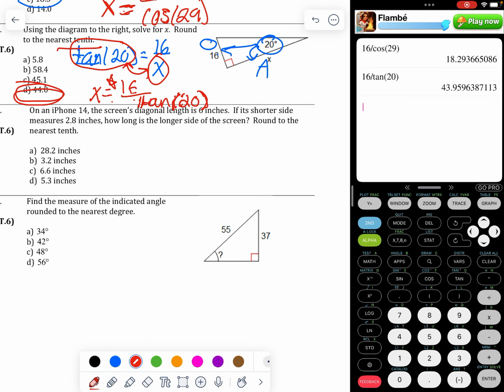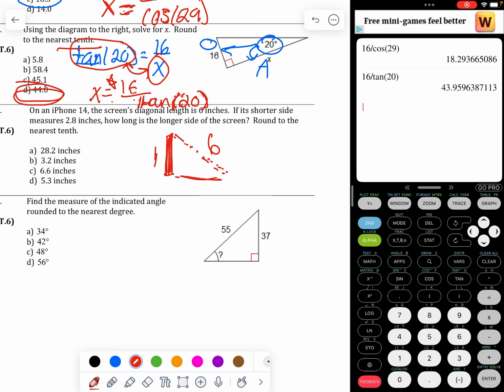So, on an iPhone 16, the screen's diagonal length is 6 inches. Okay, so we have an iPhone. We'll call this guy our iPhone. The diagonal length, again, a diagonal is obviously not the line going up and down. It's not the line going left and right. That diagonal line is 6 inches. If the short side measures 2.8 inches, what is the long side?